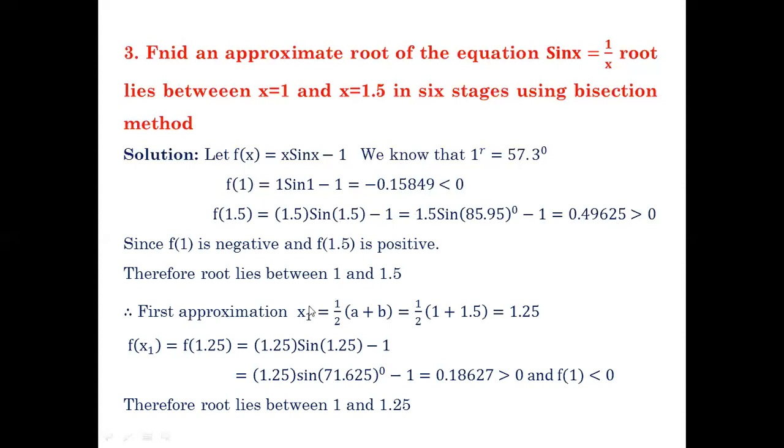Therefore, the first approximation x1 equals half into a plus b. A is 1, b is 1.5. That is 2.5 by 2, which is 1.25. Find out f of x1. F of x1 is f of 1.25. x sin x minus 1 means 1.25 sin of 1.25 minus 1. You convert 1.25 into degrees, that is 1.25 into 57.3, which is equal to 71.625 degree, minus 1, which is equal to 0.18627, which is positive, greater than 0, and f of 1 is less than 0. Therefore, the root lies between 1 and 1.25.